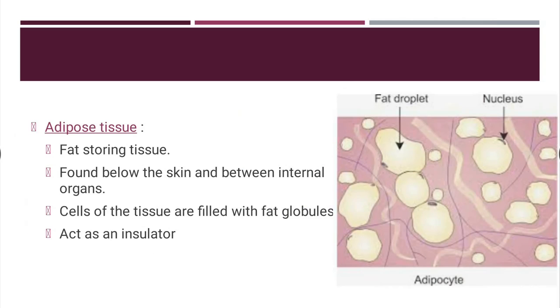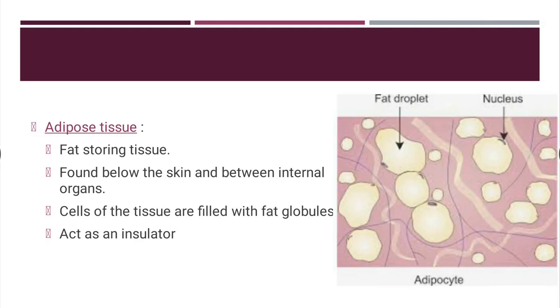Next is the adipose tissue. It is the fat storing tissue which is found below the skin and between the internal organs. The cells of the tissue are filled with fat globules. These are the fat globules within the cells in the adipose tissue.